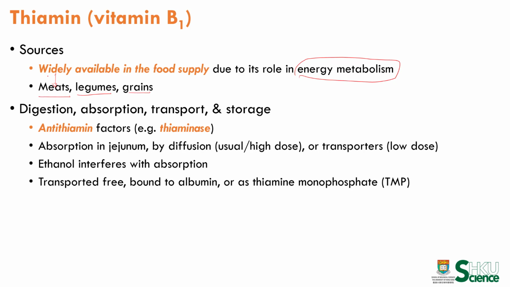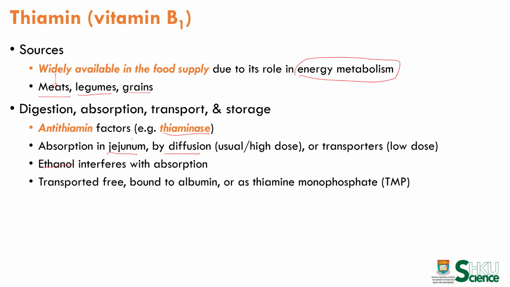Now we'll go through the digestion, absorption, transport and storage of thiamine in further details in the subsequent slides, but basically we'll talk about what we call the anti-thiamine factors, such as thiaminase. We'll talk more about the absorption, but mostly it is in the jejunum by simple diffusion when the intake is high or just at normal dietary doses. Or it can also be absorbed through the help of transporters when the doses is low. Ethanol is something that will interfere with the absorption of thiamine, which will lead to some severe consequences, which we'll talk about.